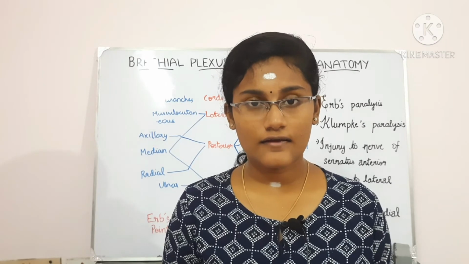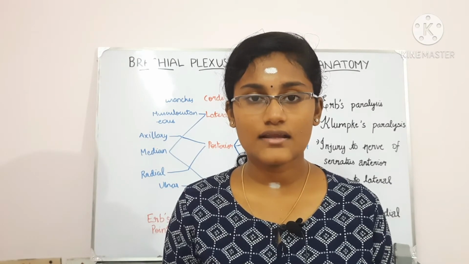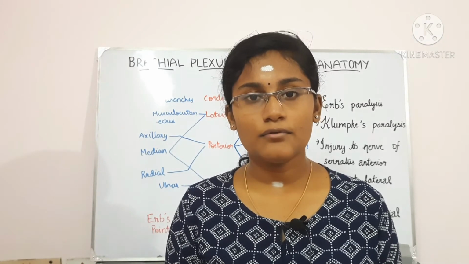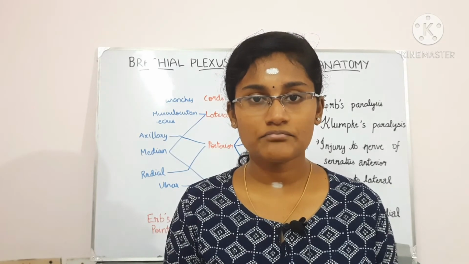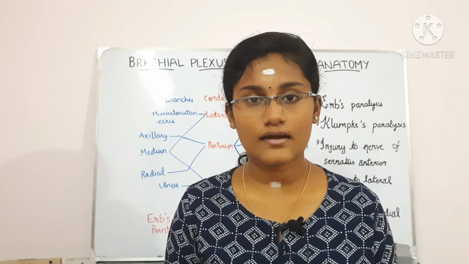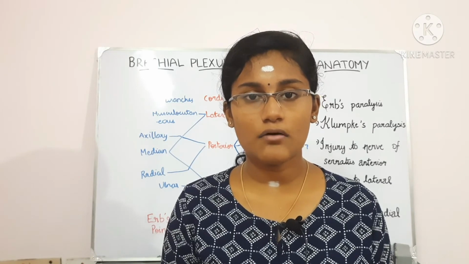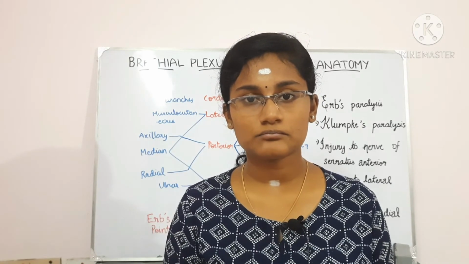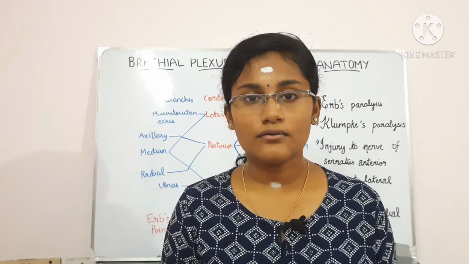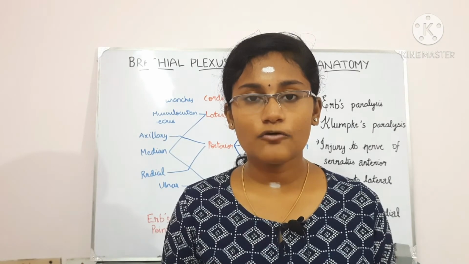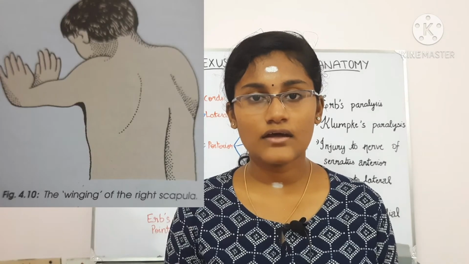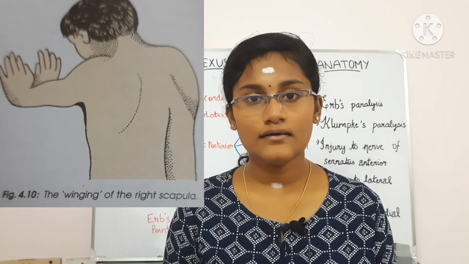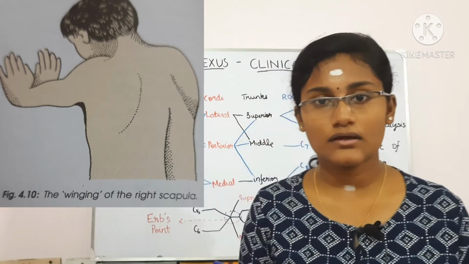Usually, if there is no injury to the serratus anterior, then this muscle pulls the medial border of the scapula and aligns it with the thoracic wall. Because of the injury to the serratus anterior, the medial border becomes unduly prominent. So the disability here is that pushing and punching movements cannot be done. If pushing movements are done, then the winging of the scapula can be seen clearly. This is the picture of the winging of the scapula.